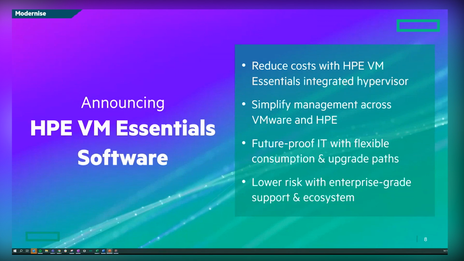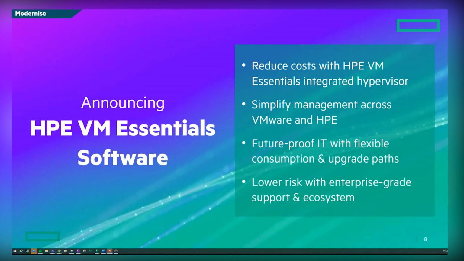So HPE VM Essentials is actually already on its 8.0.2 release. So for customers who might be a little bit wary that it's a 1.0, it's been running for a number of years. It also comes with trial license capabilities for customers to get familiar with the solution as well. What the hypervisor also does is it offers simplified management across both your VMware and HPE VME environment as well.